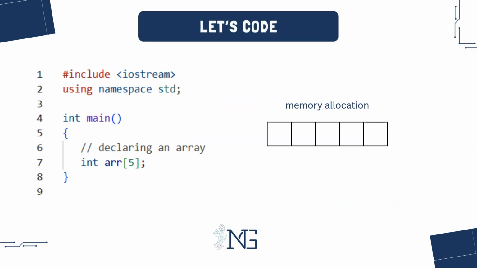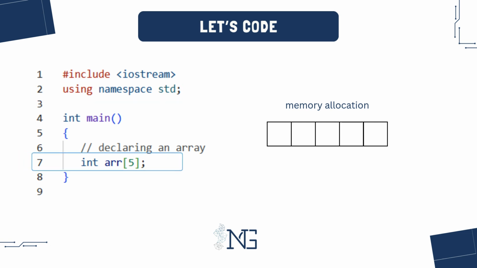Let's start coding. First, we include the iostream library. This lets us use input and output functions like cout. Next, we write using namespace std. This helps us avoid writing std again and again.